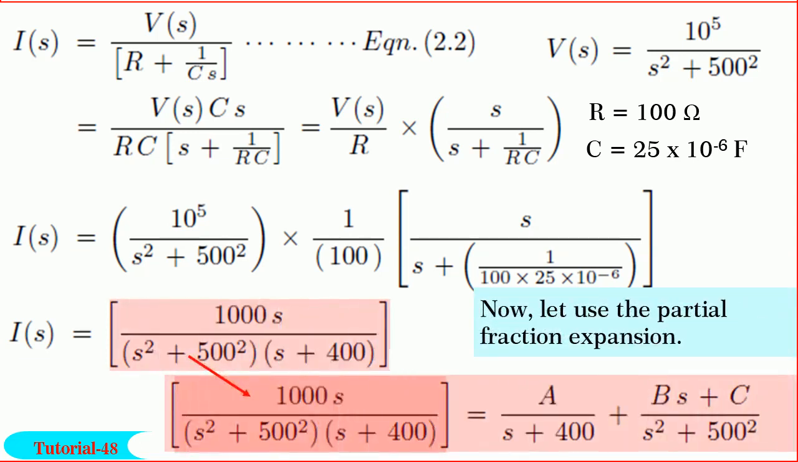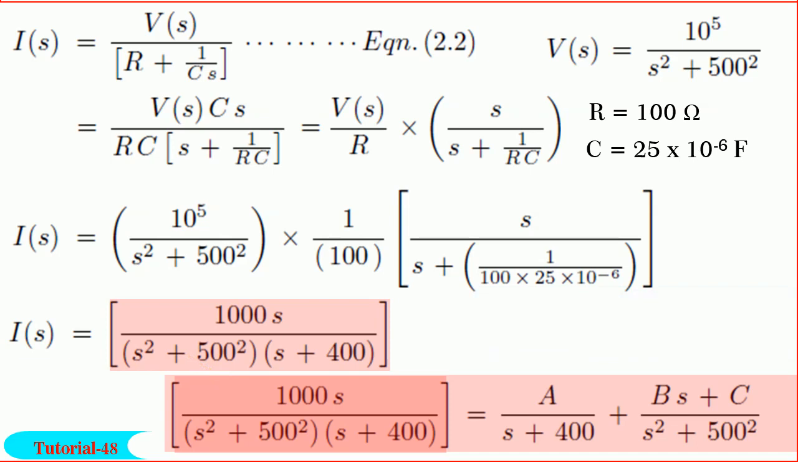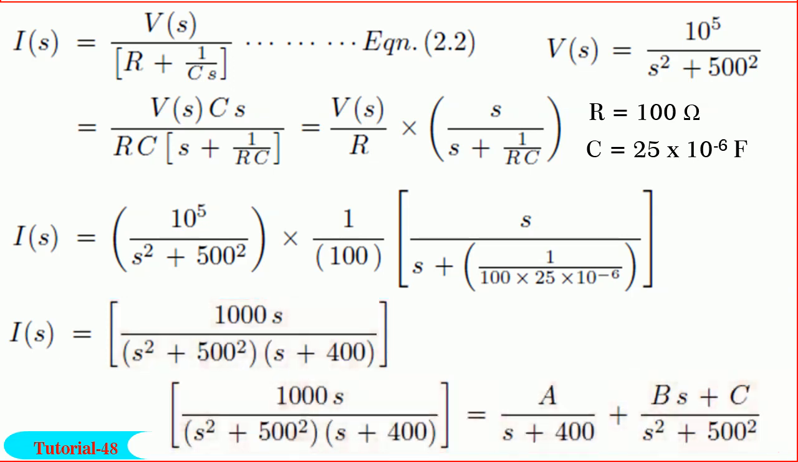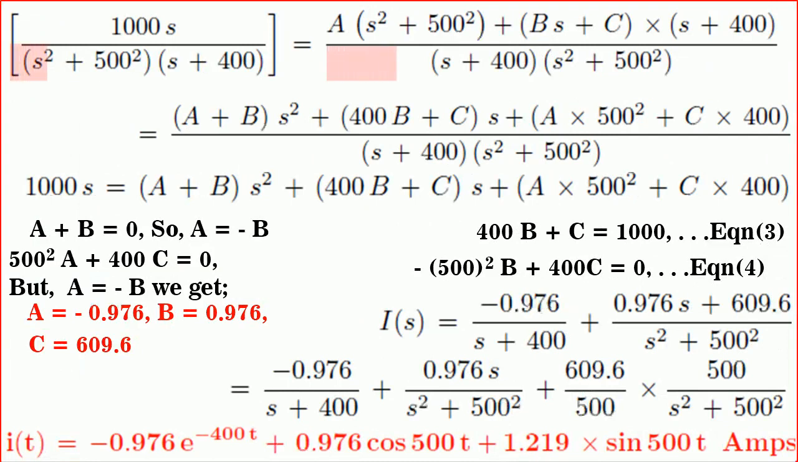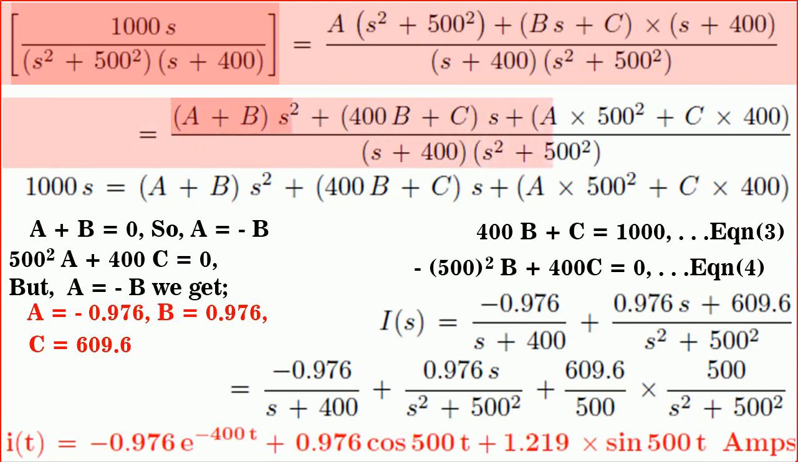Let 1000 s divided by s square plus 500 square into s plus 400 be equal to A divided by s plus 400 plus Bs plus C divided by s square plus 500 square. Friends, by taking LCM s plus 400 into s square plus 500 square and solving, we get 1000 s divided by s square plus 500 square into s plus 400 is equal to A plus B into s square plus 400B plus C into s plus A into 500 square plus C into 400, divided by the same denominator.